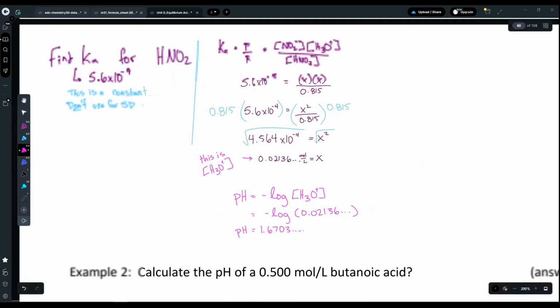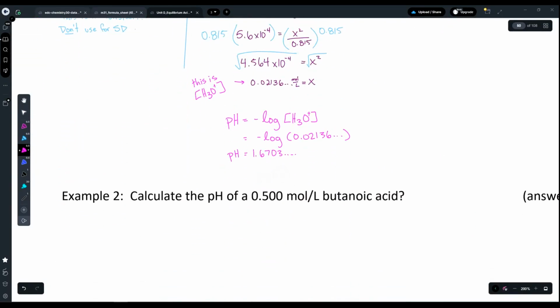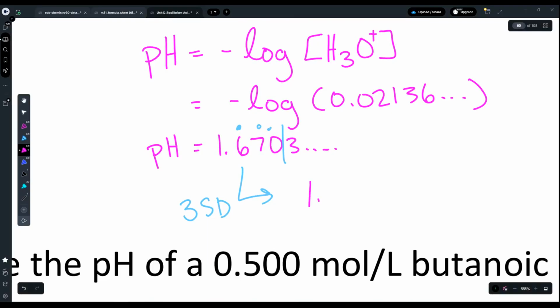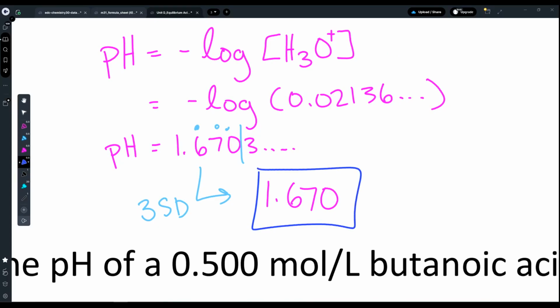Okay, so now we need to worry about sigdigs. So I'm going to look at my question. It looks like this has 3 sigdigs, so my final answer needs to be in 3 significant digits. Remember that pH, because pH has a P in it, the sigdigs are after the point. So I'm going to start counting from here. 1, 2, 3, there's my cutoff line. So this is in 3 significant digits. So the pH is 1.670. And remember, pH does not have any units.